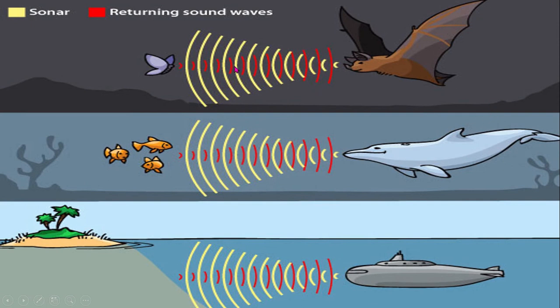Look, by producing echo, some animals can move. A bat can move by producing echo. Then a dolphin can catch its prey by using reflected sound, or echo. And then the submarine.